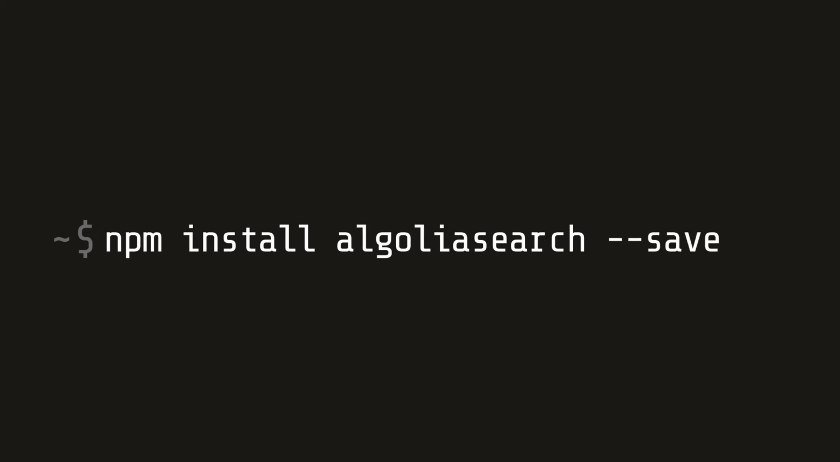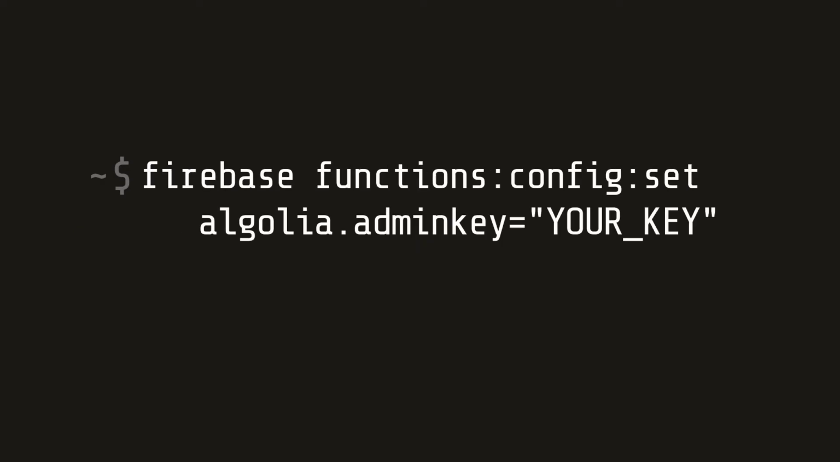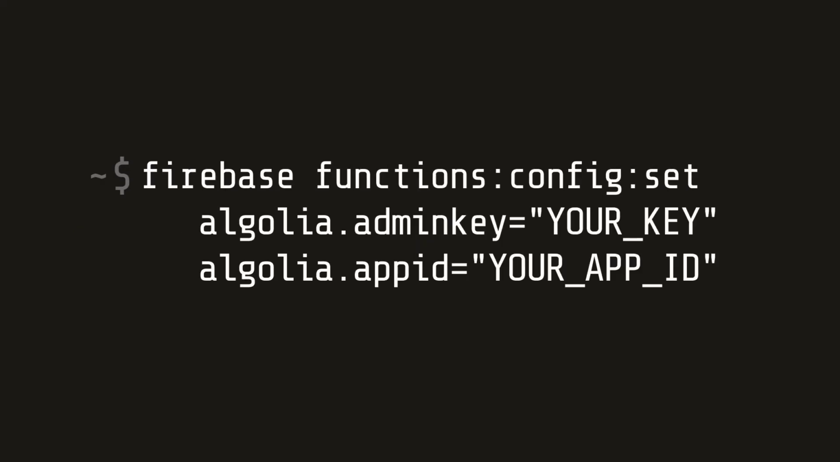First, initialize functions in your project, then cd into the functions directory. Then install Algolia by running npm install algoliasearch. Then set your Algolia API keys in the functions environment. You want to make sure to use the admin API key.